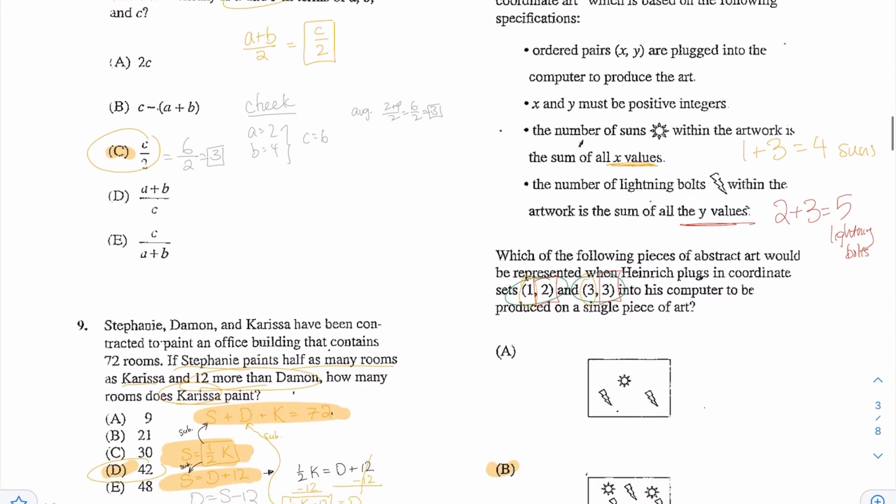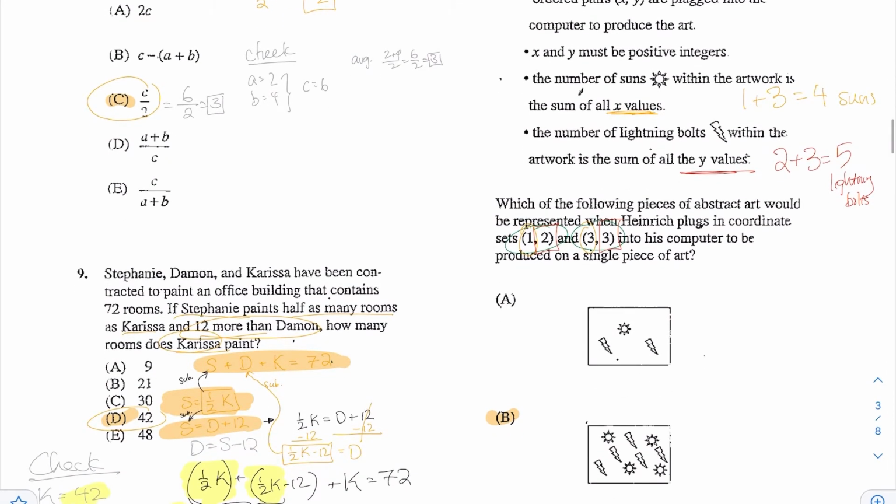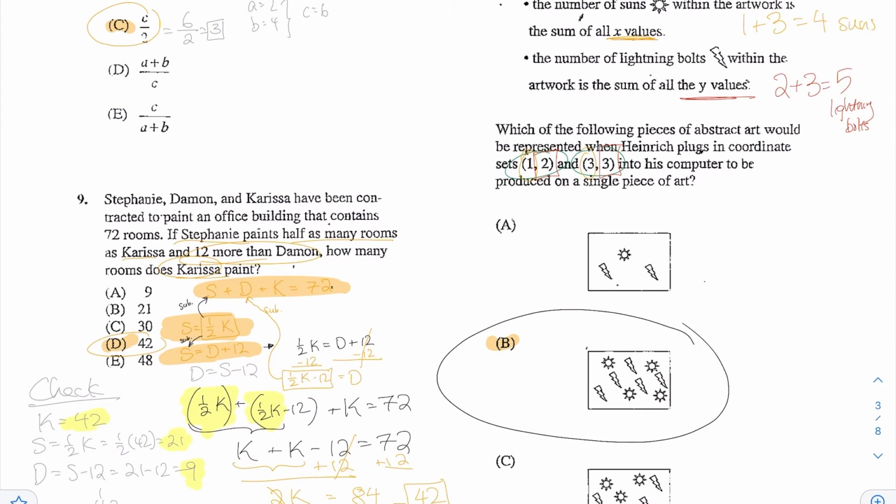So just go through all the choices and see which one has 4 suns and 5 lightning bolts. And we see that choice B has 4 suns, 1, 2, 3, 4, and 5 lightning bolts, 1, 2, 3, 4, 5.